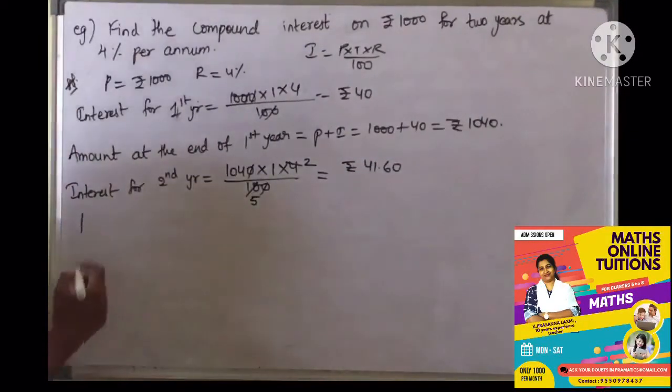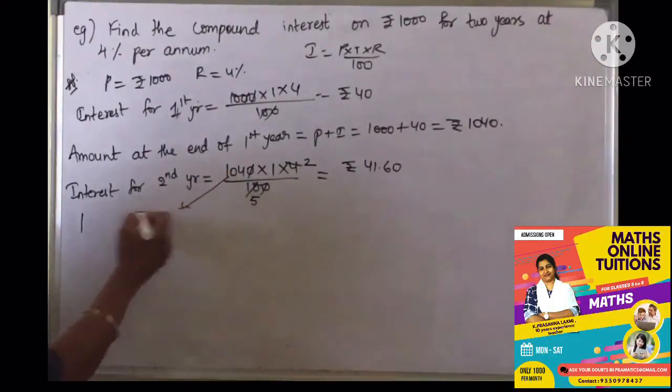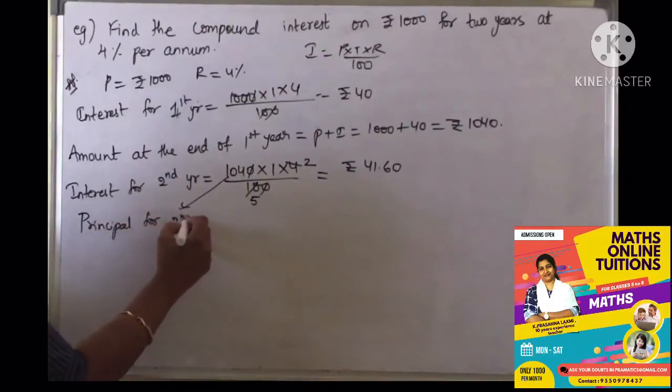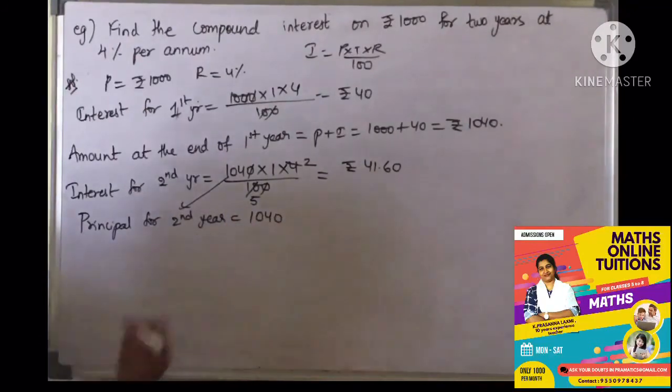Now tell me, what is the principal for the second year? The principal we have taken is 1040. This is called the principal for the second year. This is nothing but 1040 rupees.